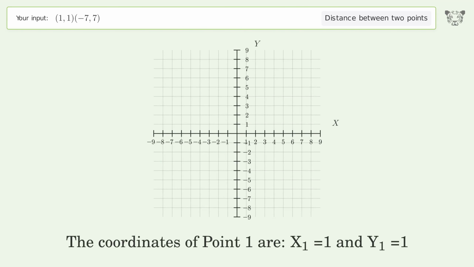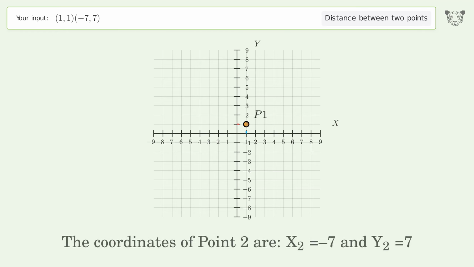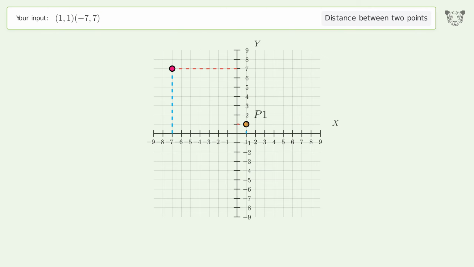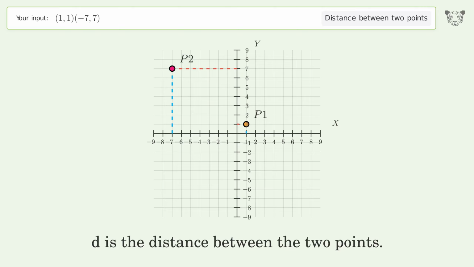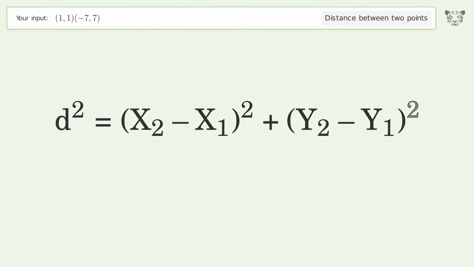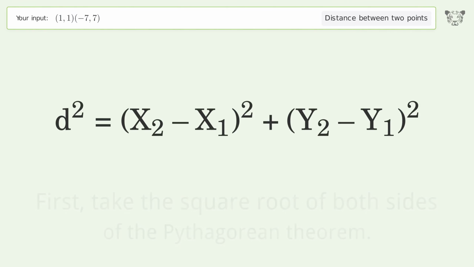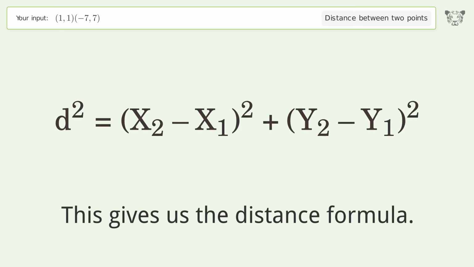The coordinates of point 1 are x1 equals 1 and y1 equals 1. The coordinates of point 2 are x2 equals -7 and y2 equals 7. D is the distance between the 2 points. First, take the square root of both sides of the Pythagorean theorem. This gives us the distance formula.